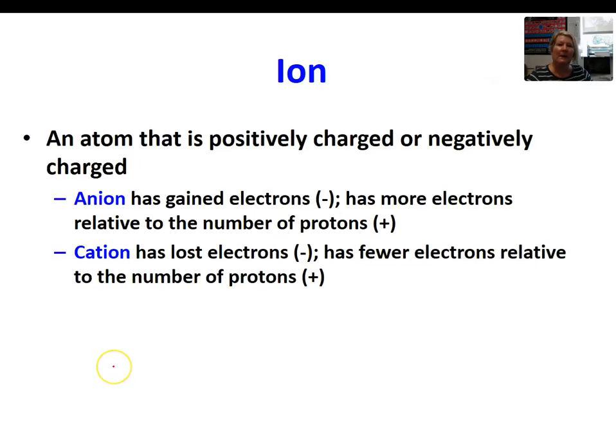Some atoms can become charged because they lose or gain electrons. Those are called ions. The term anion specifically means that the atom has gained electrons, and so it is negatively charged. So it has more electrons than protons. A cation, on the other hand, loses electrons and so is positively charged and has more protons than electrons.